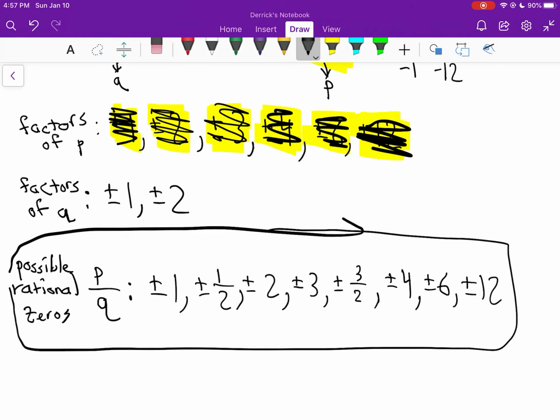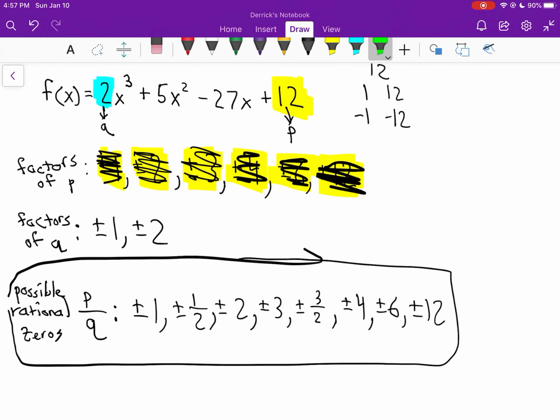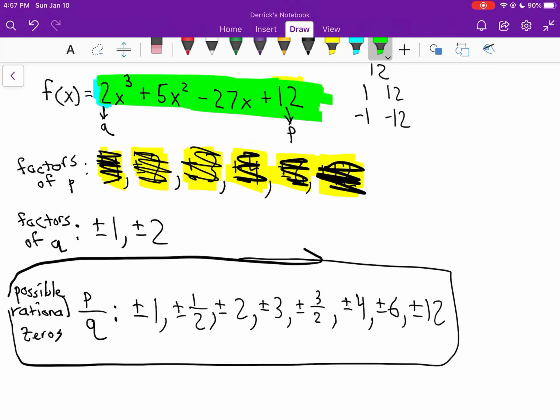Now, if you were to actually graph out the original function, 2x to the third plus 5x squared minus 27x plus 12, obviously you are not going to see it cross the x-axis as many times as we have possible rational zeros. It can only have 3 zeros in the end because that's the degree of the function. And we don't even know if it has 3 real zeros. It could have imaginary ones or something like that.